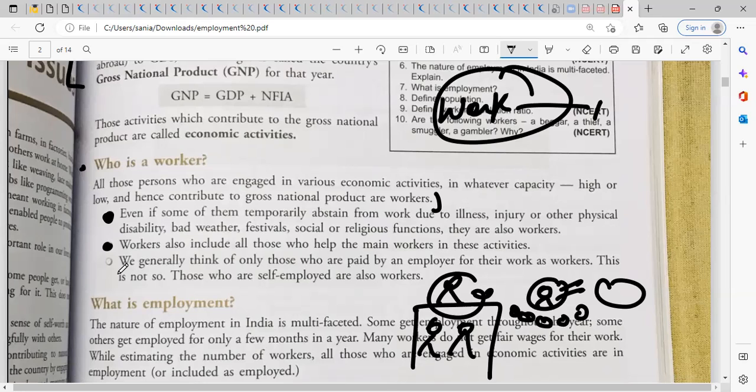And the third situation: this person is not getting a salary because he is the boss of the company. We generally think that only those who are paid by the employer for their work are workers. This is not so. Those who are self-employed are also workers. He is self-employed, he is not getting a salary for his work, but still he is a worker. Clear? So apart from a person who is working, these are the three categories that also come under workers.